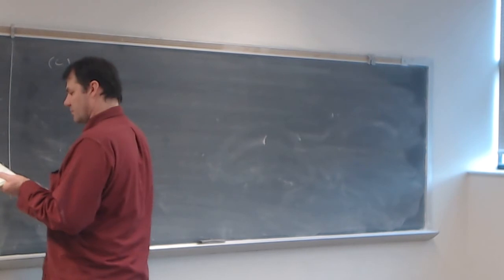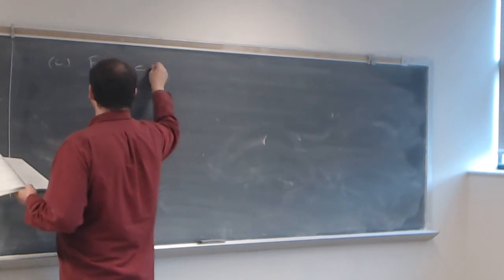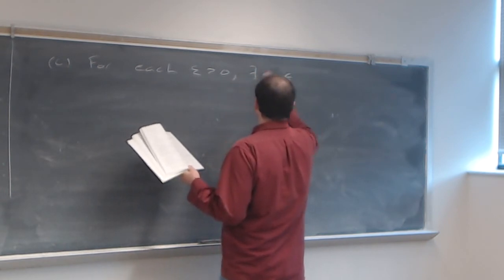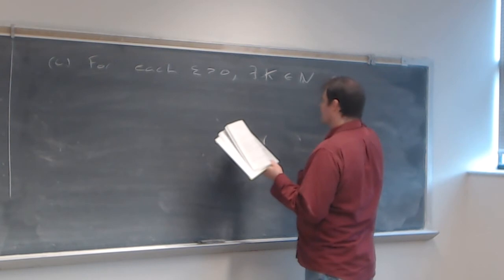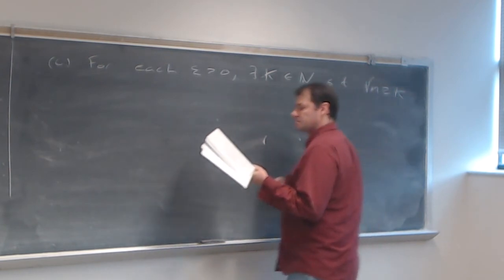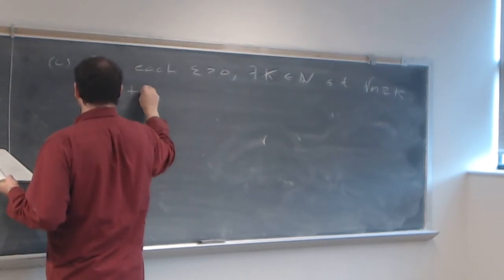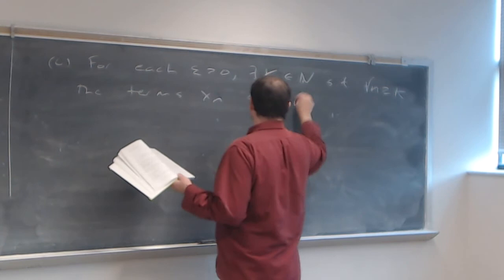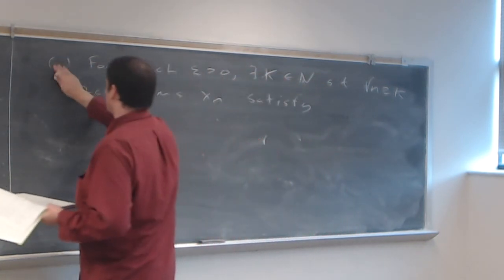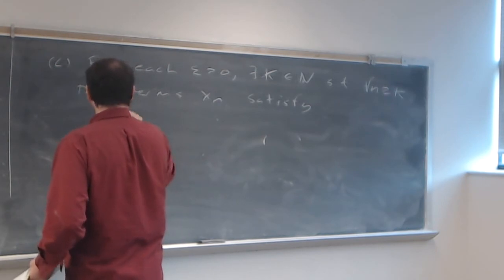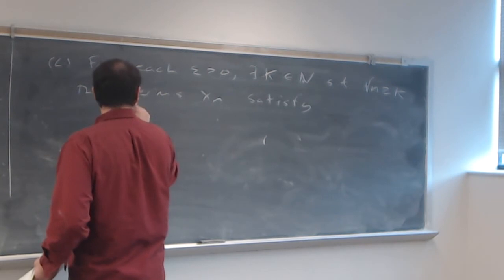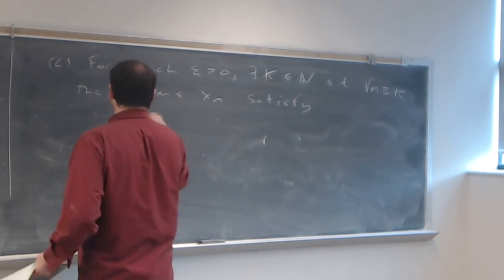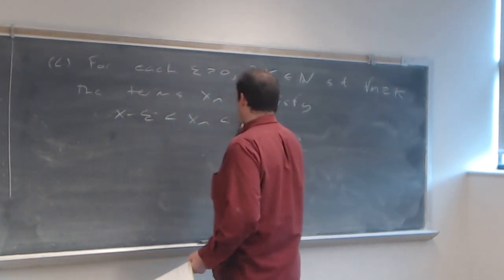Part C is also involved in this equivalency: for each epsilon greater than 0, there exists a k element of the natural numbers such that for all n bigger than or equal to k, the terms x of n satisfy x minus epsilon is less than x of n is less than x plus epsilon.